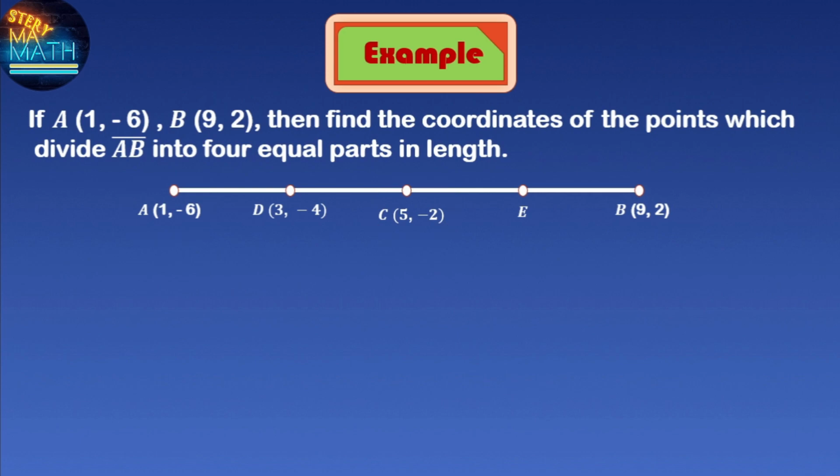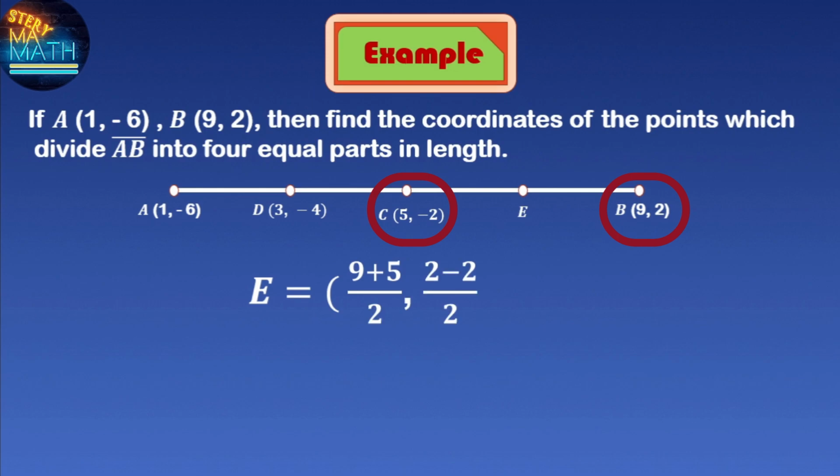Now we need to get the last point, which is E. E is the midpoint between C and B. So E is equal to (9 plus 5) divided by 2, and (2 plus negative 2), which is 2 minus 2, divided by 2. 9 plus 5 is equal to 14. 14 divided by 2 is equal to 7.